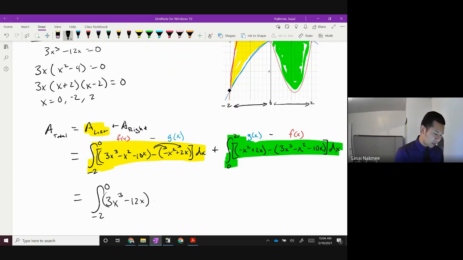That's what that simplifies to dx, plus the integral from 0 to 2 of -x squared minus -x squared, which is going to cancel each other out again. Over here, I'm going to have -3x cubed plus 12x, right? The negative right here distributes to here, here, and here. That's going to be a positive 10x plus 2x, which is plus 12x dx, right?